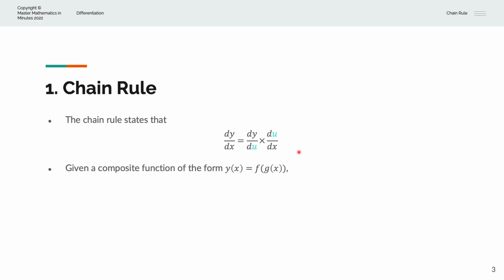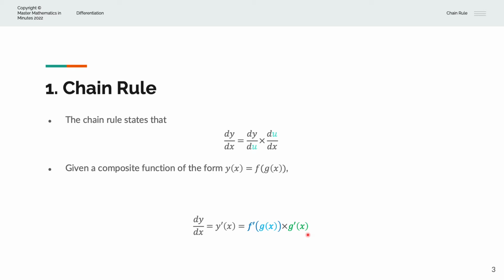And for a given composite function of the form y(x), which is equal to the function f of g of x, we have dy dx, which is equal to y prime of x, and that is equal to f prime evaluated at g of x multiplied by g prime of x.